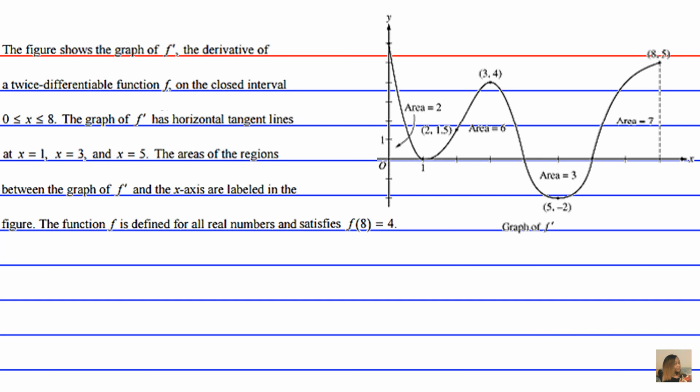The function g is defined by g of x equals f of x to the third power. If f of 3 is negative 5 over 2, find the slope of the line tangent to the graph of g at x equals 3.